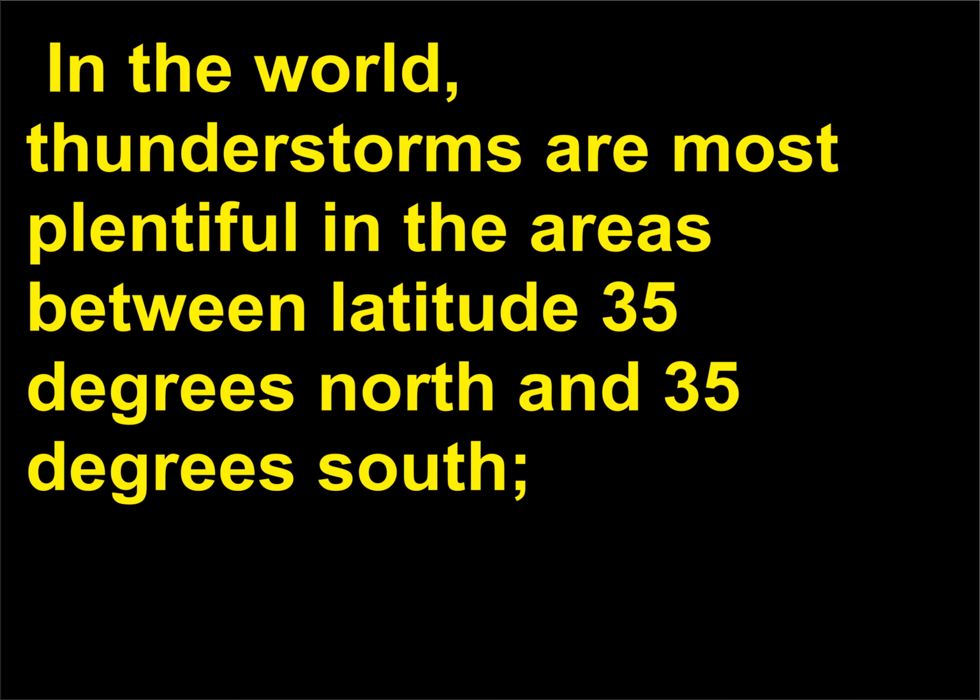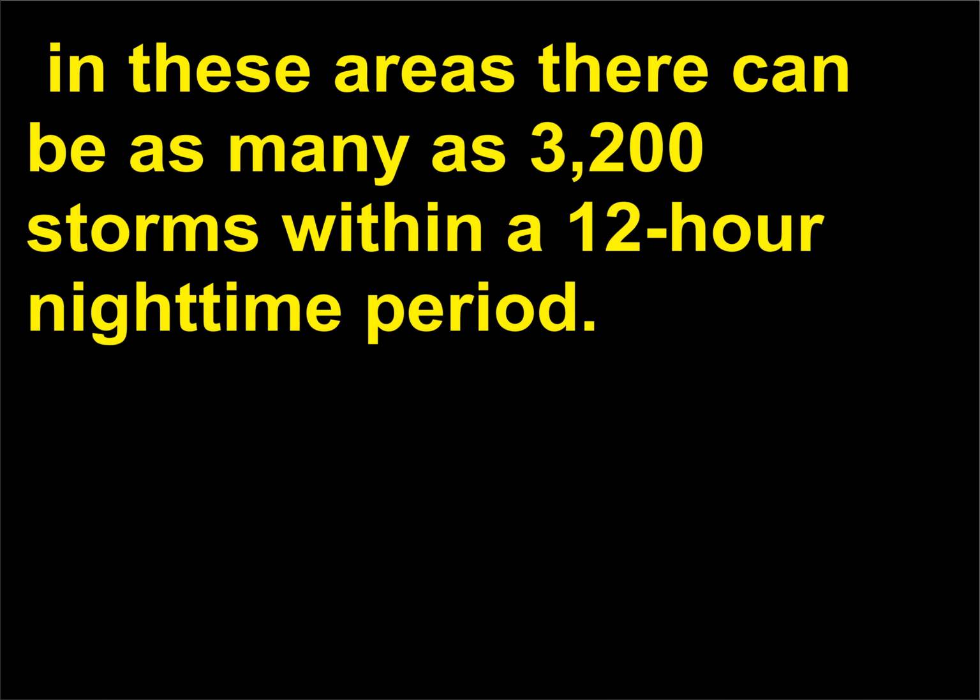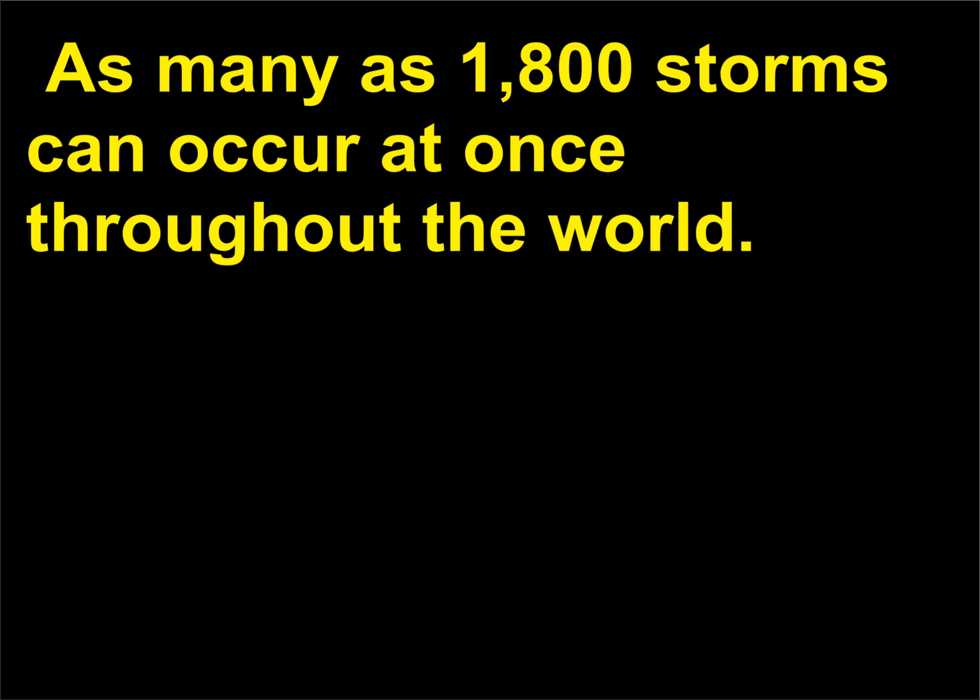In the world, thunderstorms are most plentiful in the areas between latitude 35 degrees north and 35 degrees south. In these areas, there can be as many as 3,200 storms within a 12-hour nighttime period. As many as 1,800 storms can occur at once throughout the world.